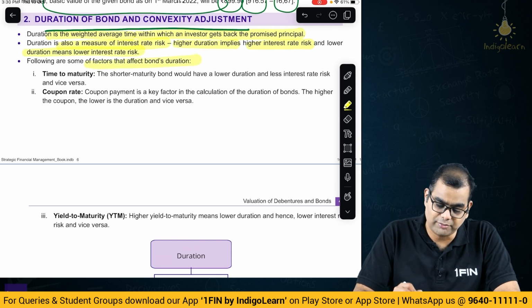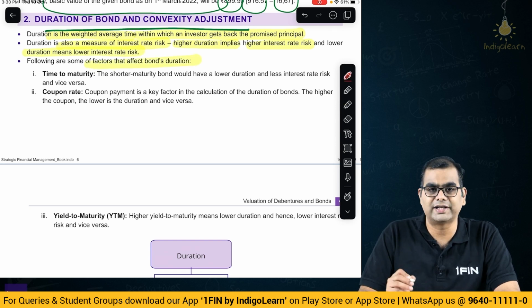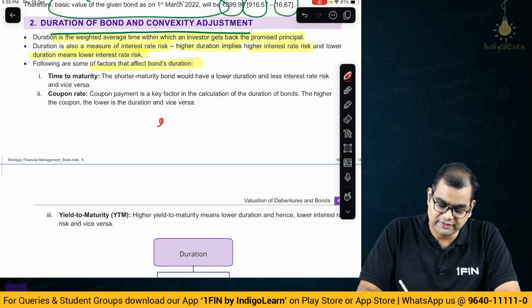Following are some of the factors that affect a bond's duration. What are the factors? I explained to you what duration is. Duration is present value of cash flows weighted by time.